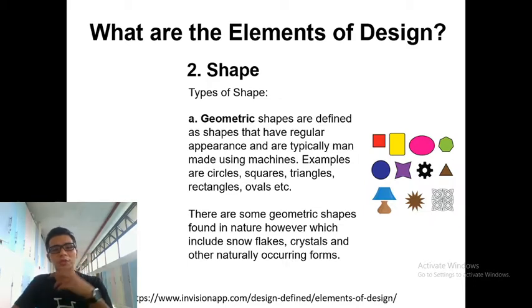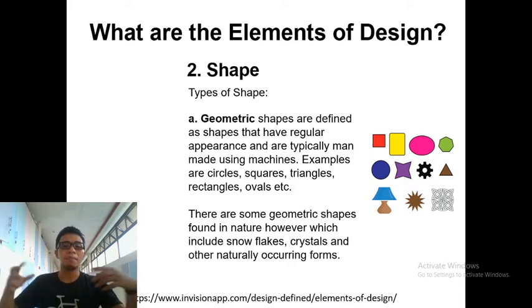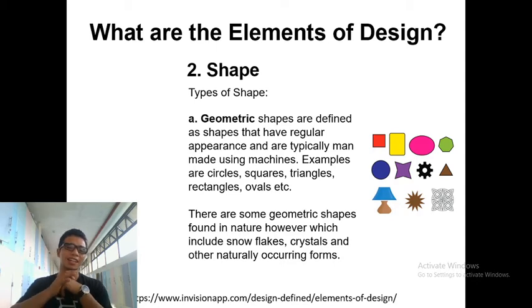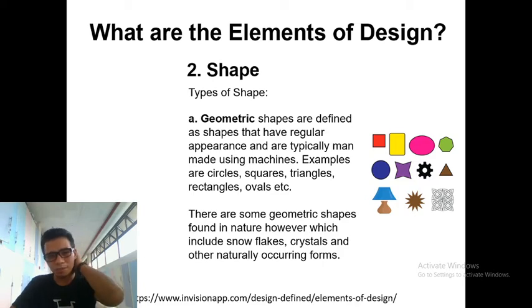Geometric shapes are defined as shapes that have a regular appearance and are typically man-made using machines. Examples are circles, triangles, rectangles, ovals, etc. There are some geometric shapes found in nature, however, which include snowflakes, crystals, and others. Anyway, let's proceed.